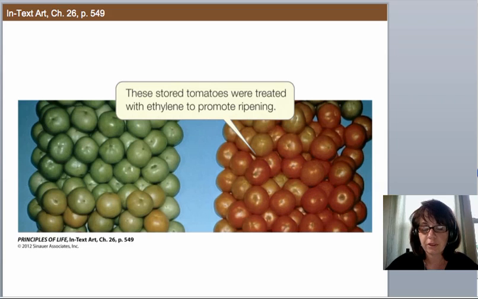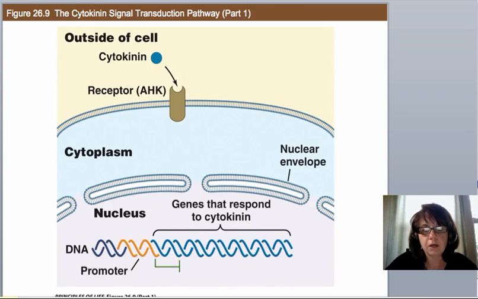So I told you ethylene is the ripening promoting one, and here's a picture to remind you that green tomatoes in the presence of ethylene will turn to red tomatoes. Voila. Another example to show you that plants use signal transduction. So cytokinin has a cell membrane receptor as opposed to the other guys, auxin and gibberellin, that made it through the cell membrane and had a receptor inside. But cytokinin is going to behave in a similar way.